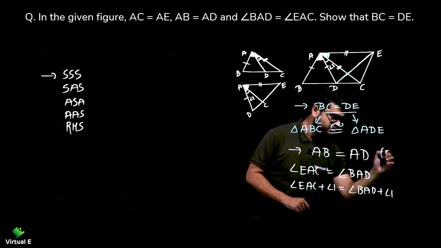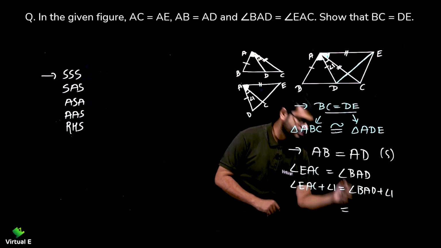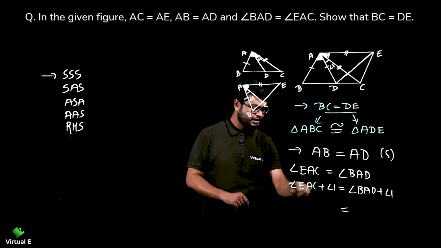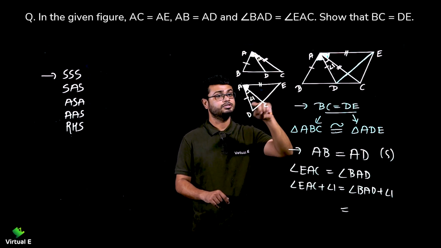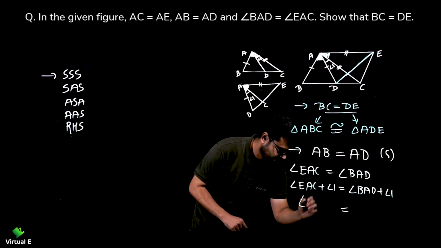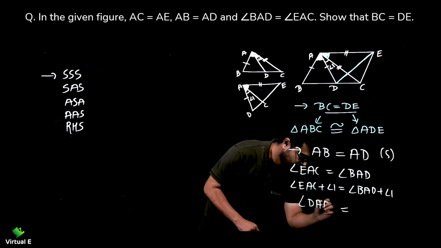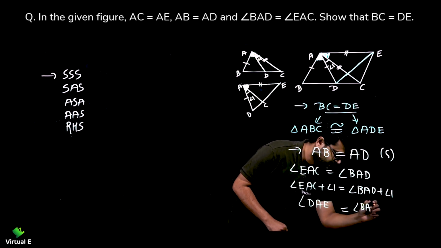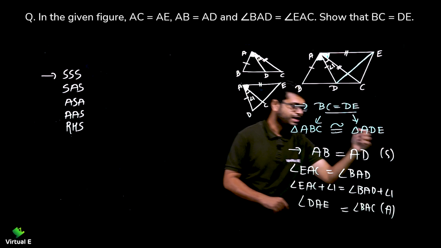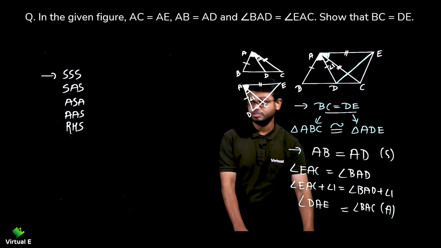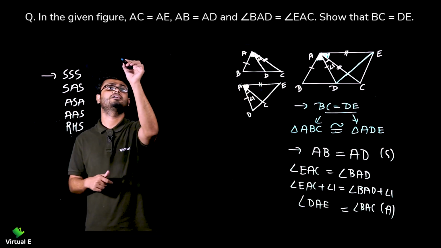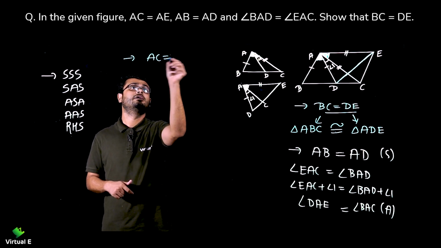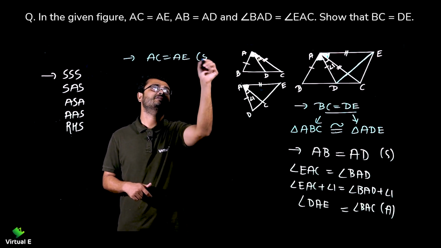So this is about this side. Now this is about the angle. Now what's the name of that angle? BAC, and here focus EAC is there. So here it will be angle DAE, and here angle BAC. So we have side is done, angle is done. Now one more side we need, then our triangles are congruent. One more side is what? We have AC is equal to AE, that is side.